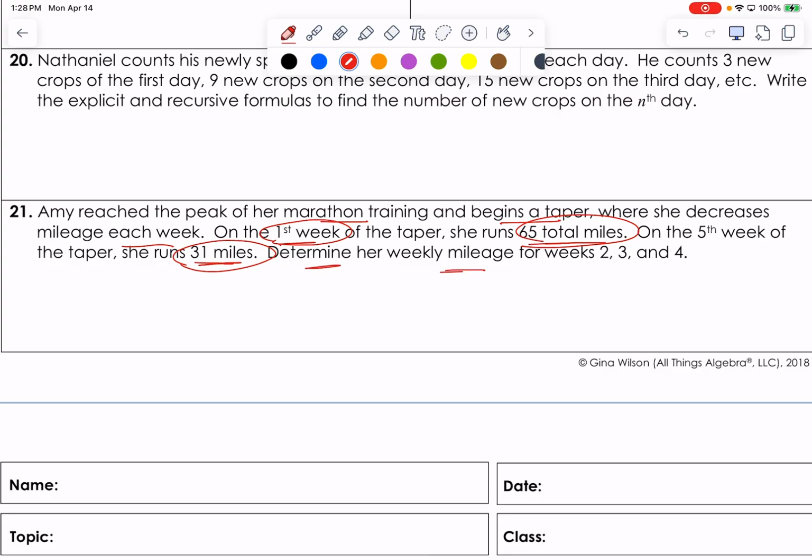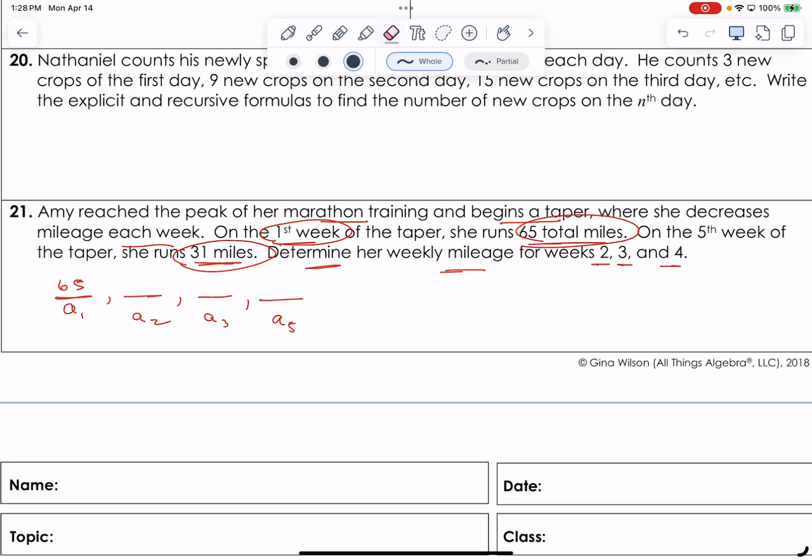Determine her weekly mileage for weeks 2, 3, and 4. This is doing an arithmetic mean, because you've got week 1, you've got week 6. So week 1, your A sub 1 is 65. You're wanting to figure out what A sub 2 is, what A sub 3 is, what A sub 4 is.